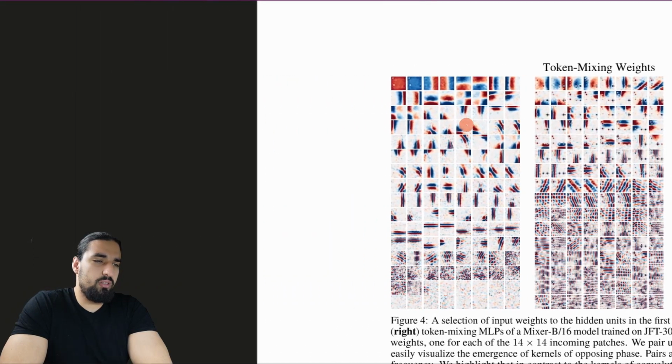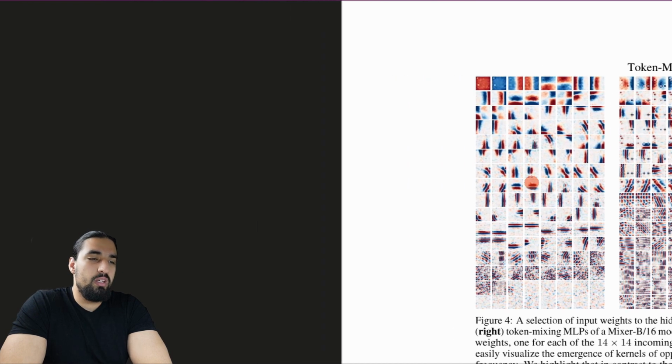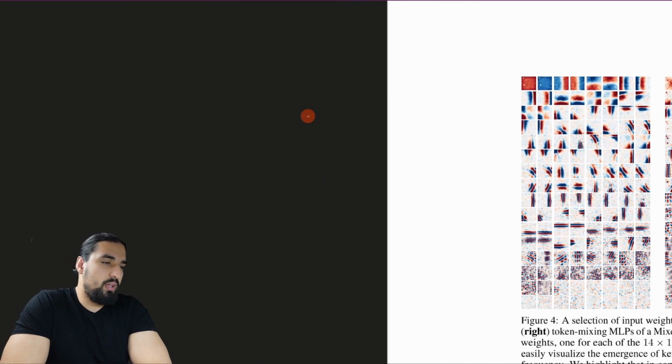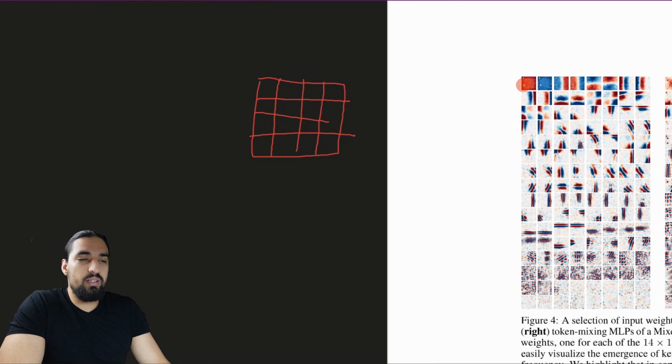First of all, let me explain what these patches represent. If you have the input image, and let's draw it like this, it's got some patches. I'll draw it like 4 by 4, but it's usually much more, usually 14 by 14 or something like that. Imagine we have 14 by 14 of these patches.